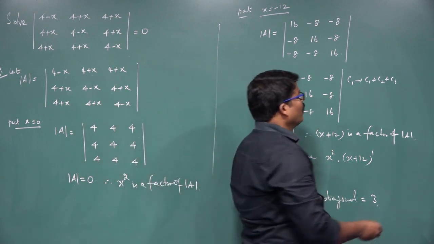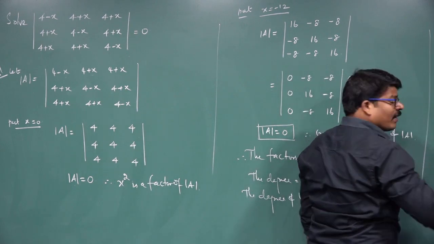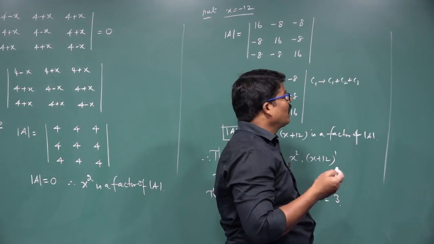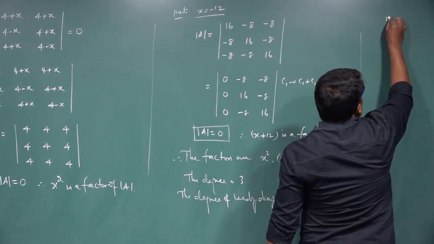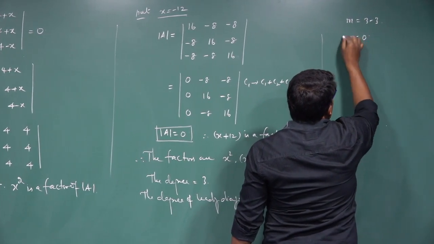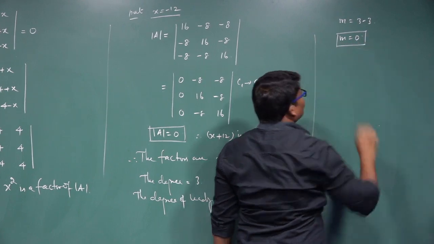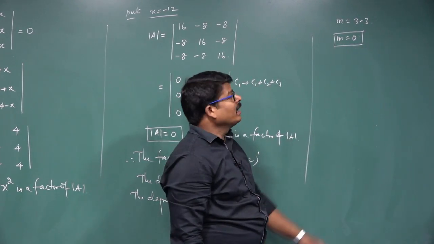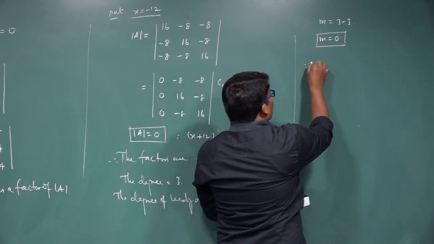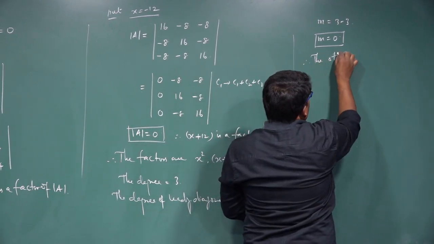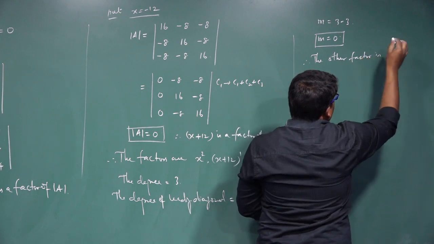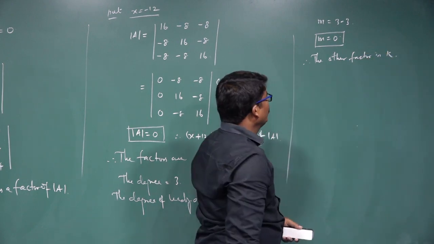Now find the value m. m is the difference between the degree of the product of the factors and the degree of the product of the leading diagonal. m equals 3 minus 3, which is 0. Getting m equal to 0, therefore the other factor is a constant value k.